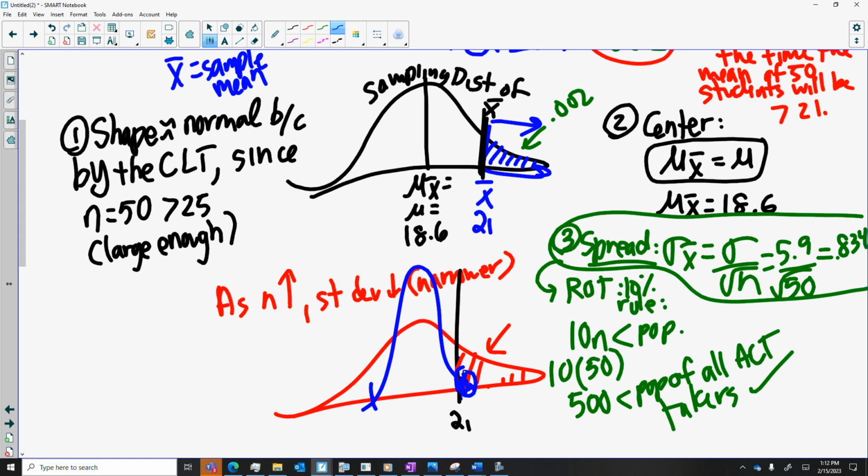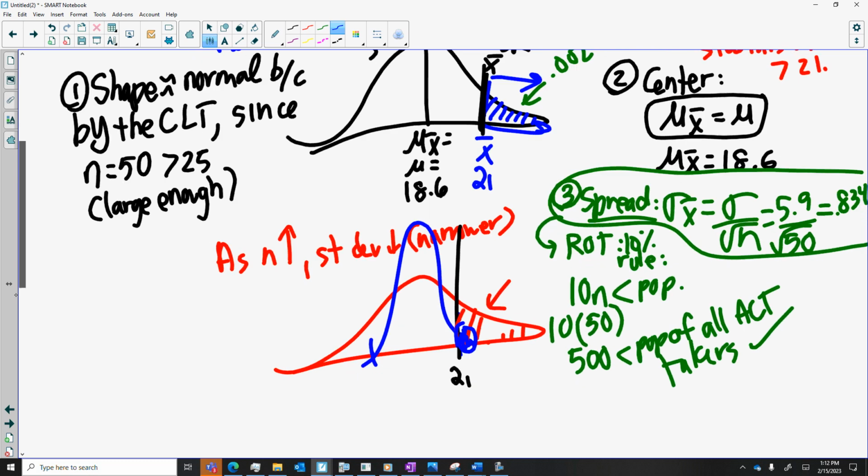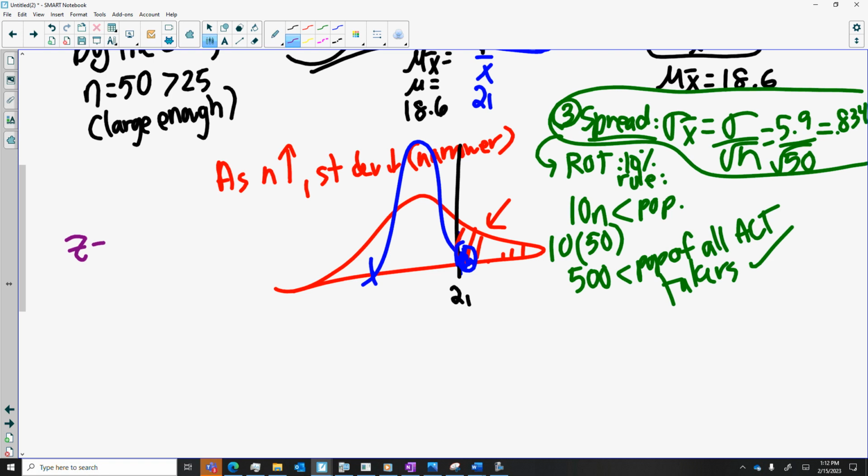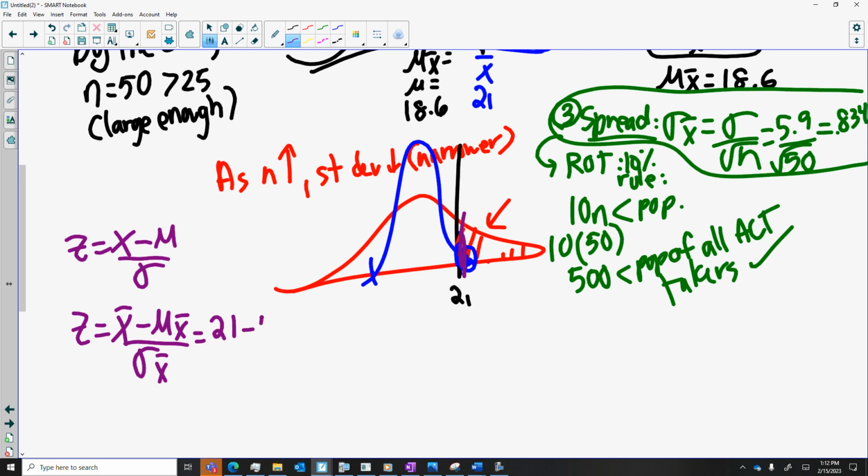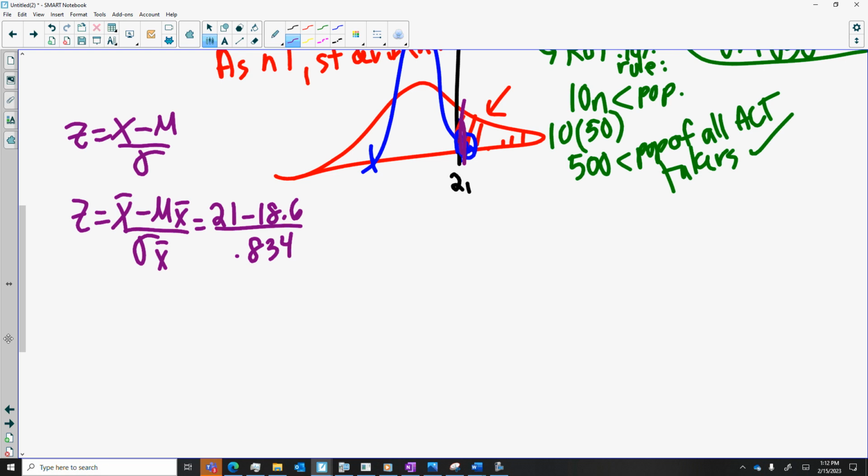So I could have done this using z-scores as well. I'm just going to show you that briefly. Instead of doing x minus mu over sigma, or p hat minus mu p hat over sigma p hat, we're going to do x bar minus mu x bar over sigma x bar. So the x bar was 21. The mean was 18.6, and the standard deviation was 0.834. Okay, we would get our z-score, which this was sigma divided by radical n, by the way. That's where that came from. And then we would find the area. That's it.